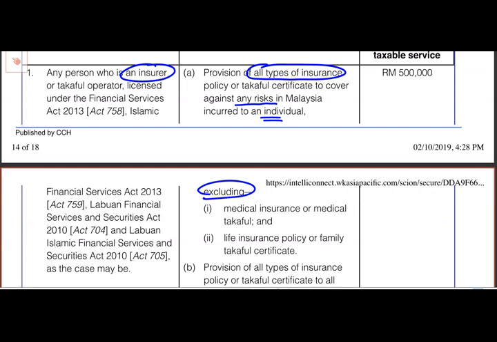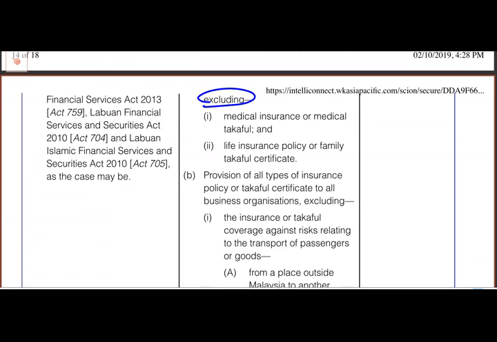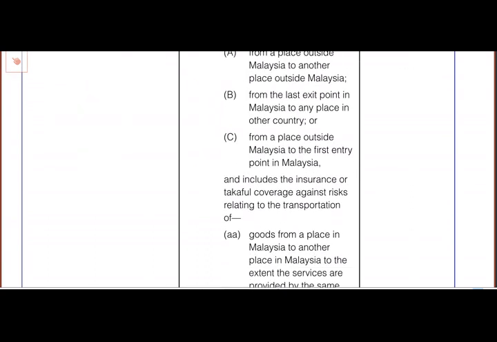So if you buy insurance, right, medical card, you don't pay 6%. Life insurance, you don't pay 6%. But if you go and buy any other contract, let's say I go and buy a personal accident, you will expect 6%. This is the only two that they exclude. Okay? Now, and if you buy insurance under business, all the business insurance, they will have to impose 6%. Okay? Now, going down.